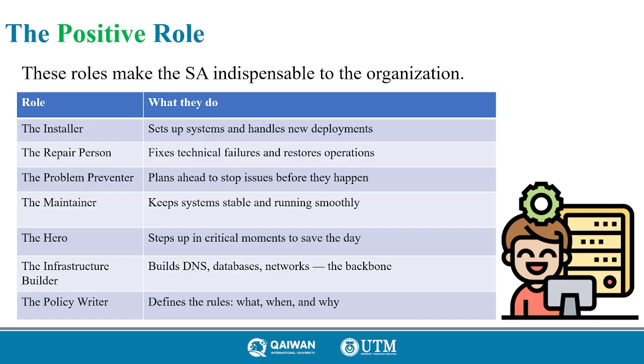And it's correct that we have a problem. However, every time someone in a very critical moment has enough knowledge about the problem that happened, they can step up and fix the problem at the last moment. The infrastructure builder is the person who will build DNS, database, network, and the backbone. This would be used in semi-international companies because they will have a very specific infrastructure. Also, the policy writer defines the rules: what will happen, what should happen, when it should happen, and why it happened.